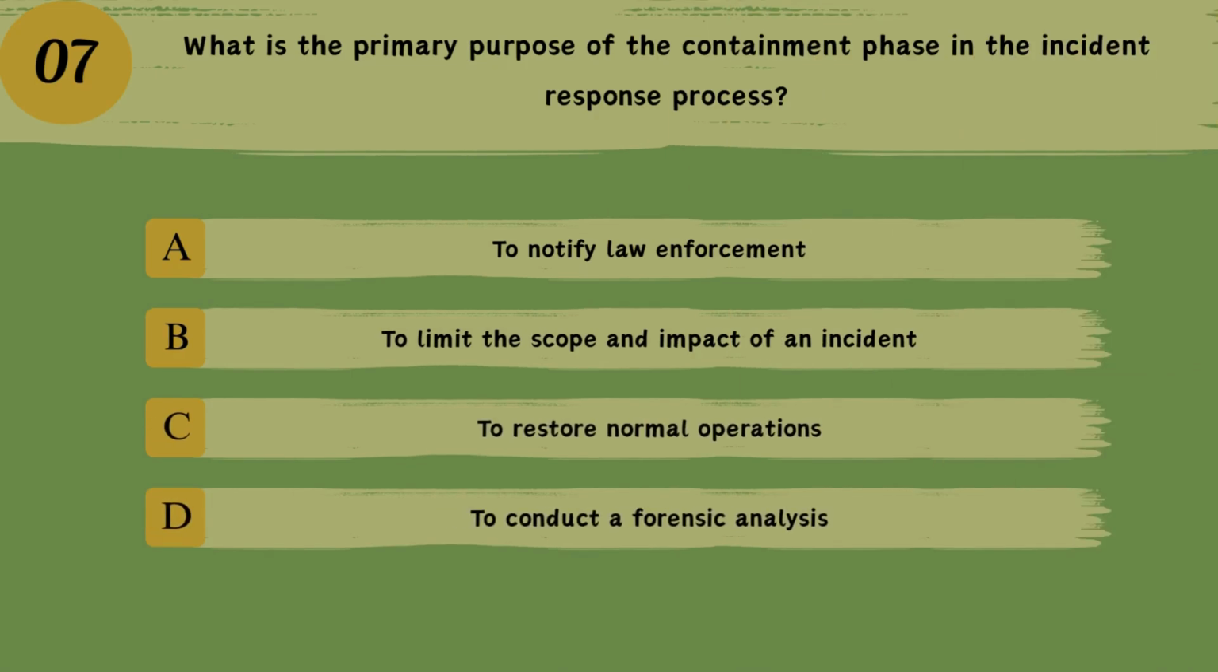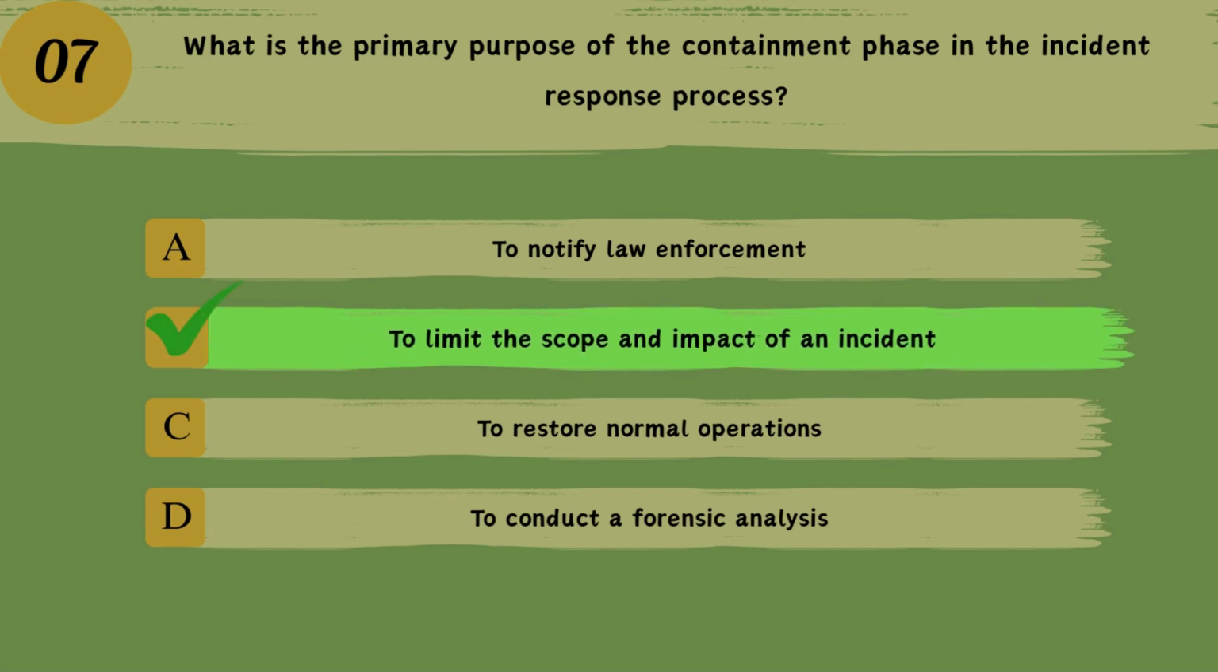Question 7. What is the primary purpose of the containment phase in the incident response process? A. To notify law enforcement. B. To limit the scope and impact of an incident. C. To restore normal operations. D. To conduct a forensic analysis.